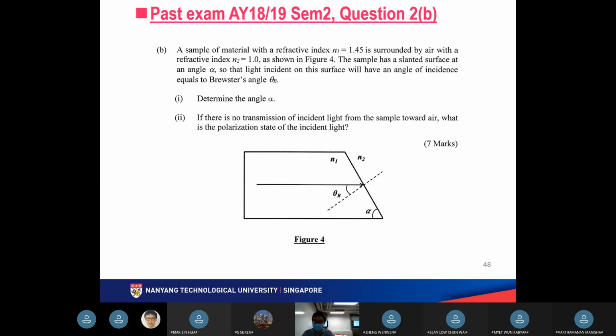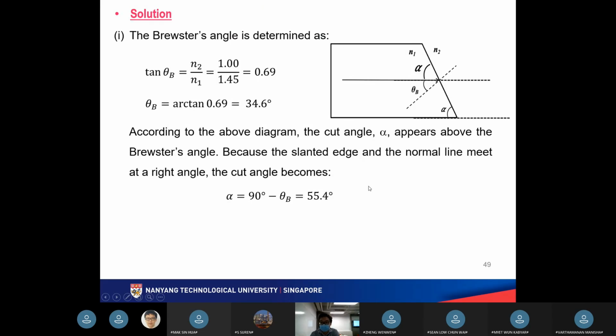Good, the answer is no. So you should say there is no polarization requirement. No matter whether it is S or P polarized light, as long as this is total internal reflection, there will be no transmission here. So this is our answer.